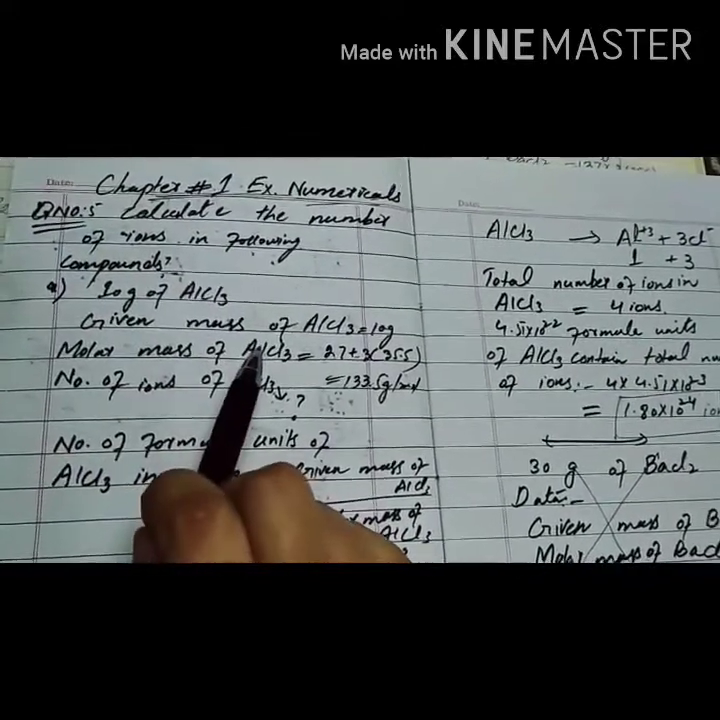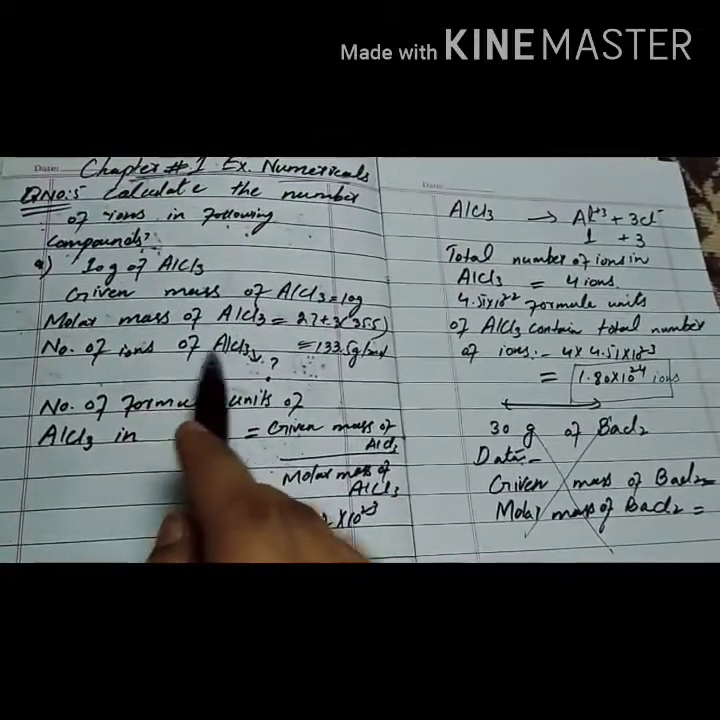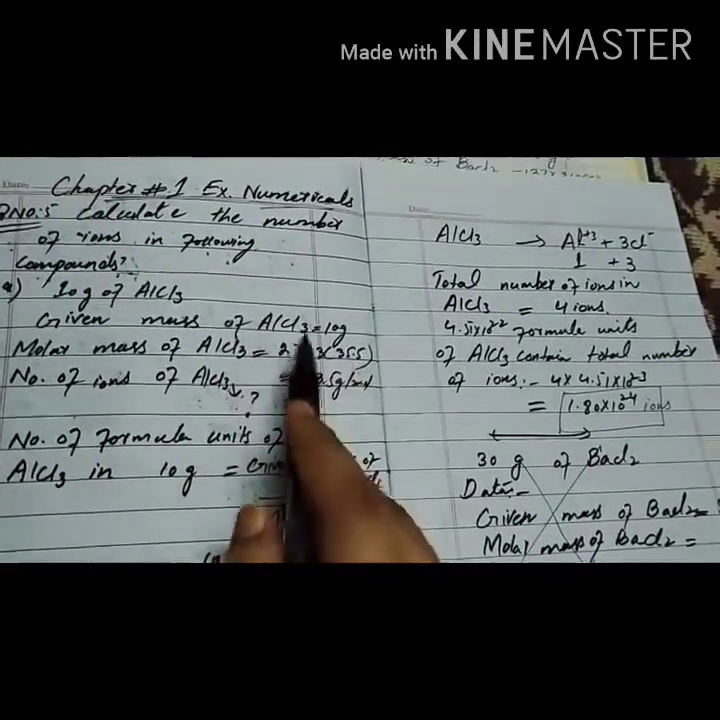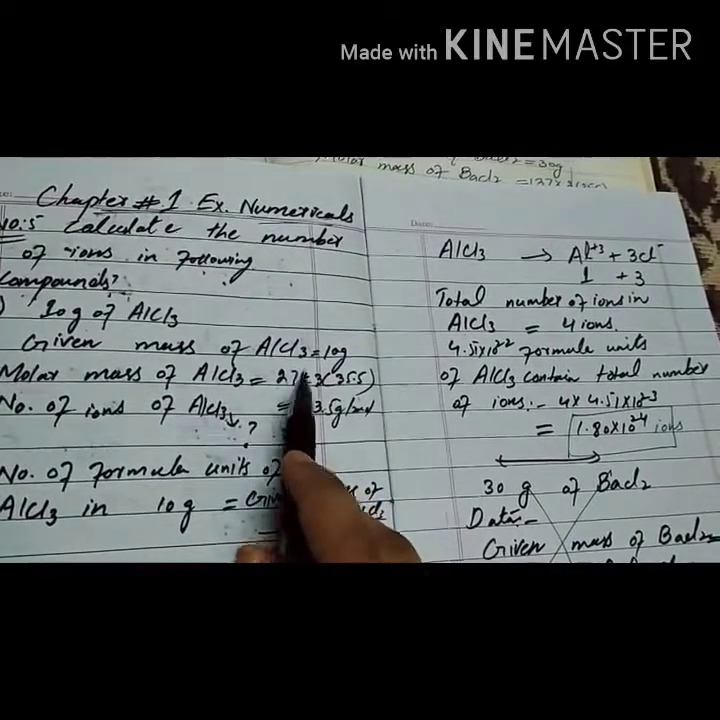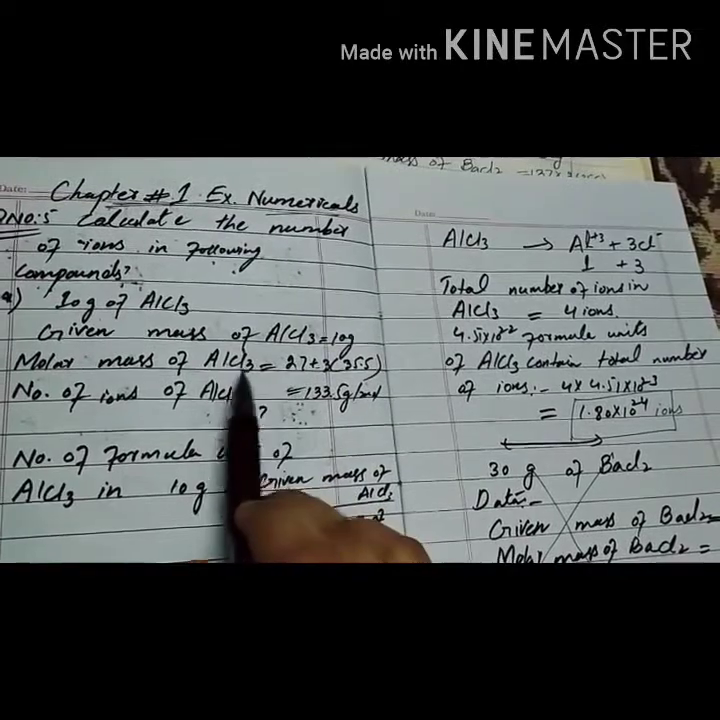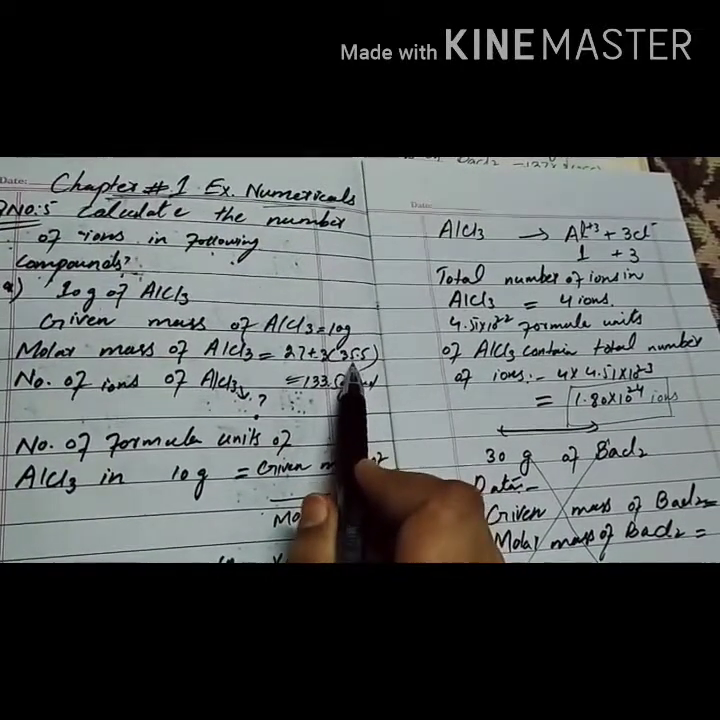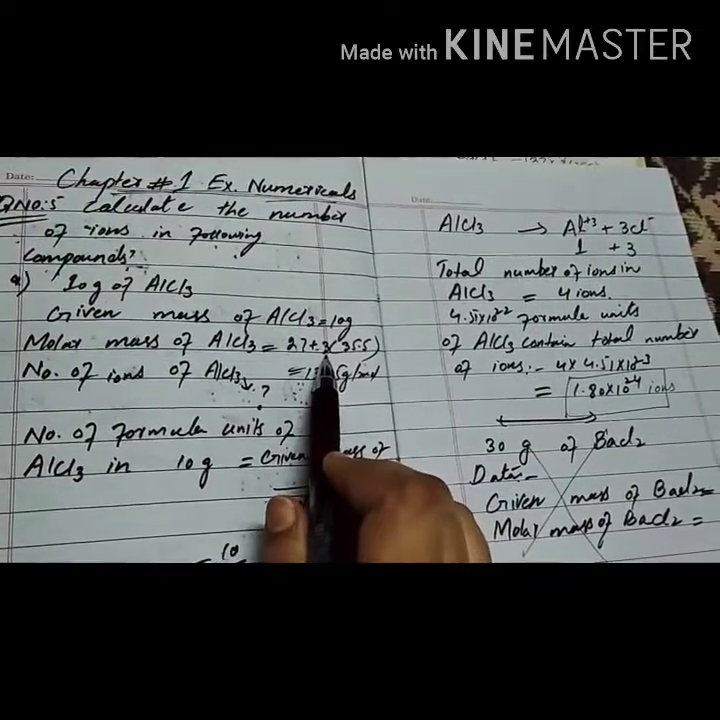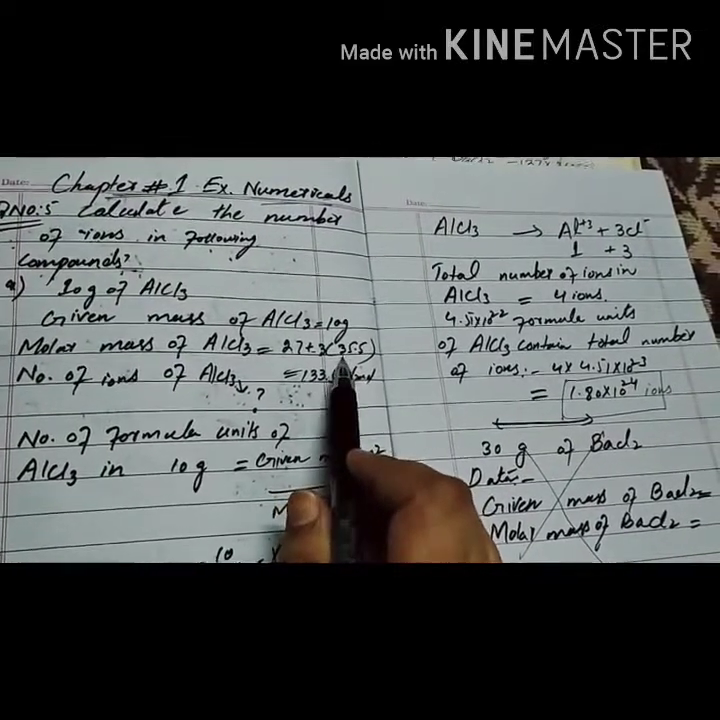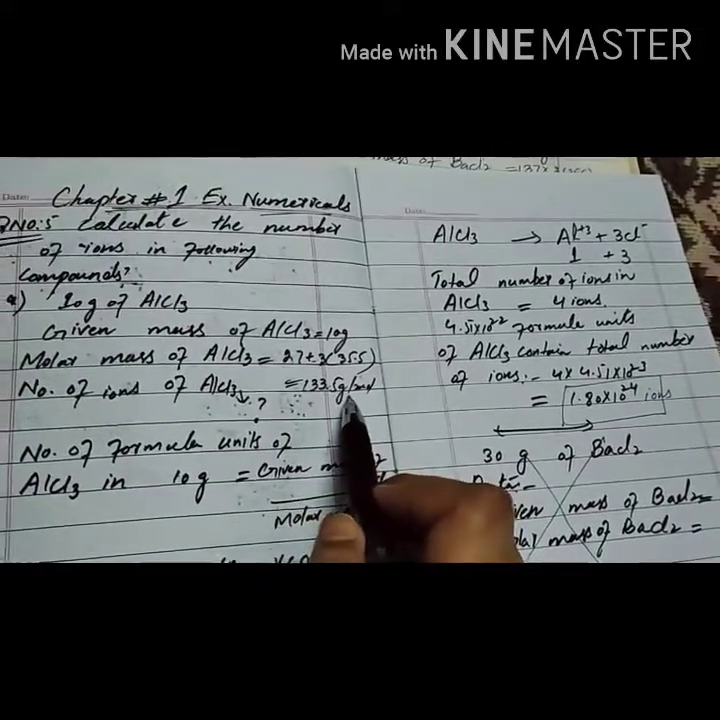Given mass of aluminium chloride is 10 gram and molar mass of aluminium chloride can be calculated by adding the atomic mass of aluminium and chlorine, 3 chlorines. Aluminium has 27 atomic mass and chlorine has 35.5, so 3 chlorine will have 3 into 35.5, which will be equal to 133.5 gram per mole.